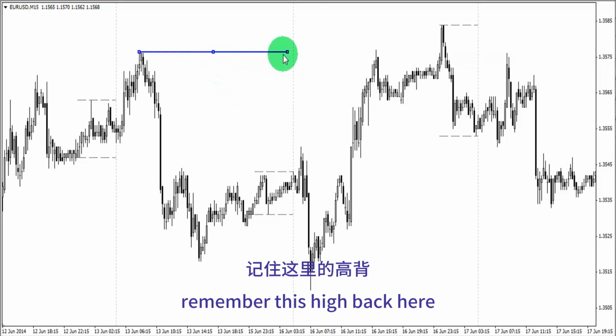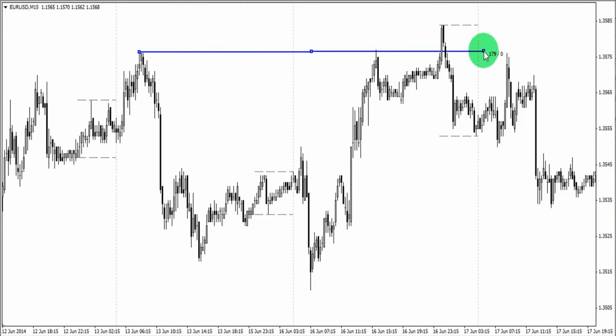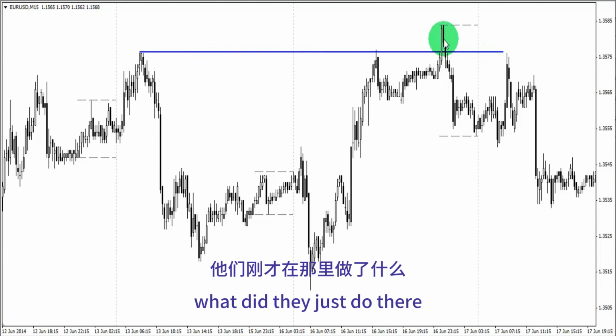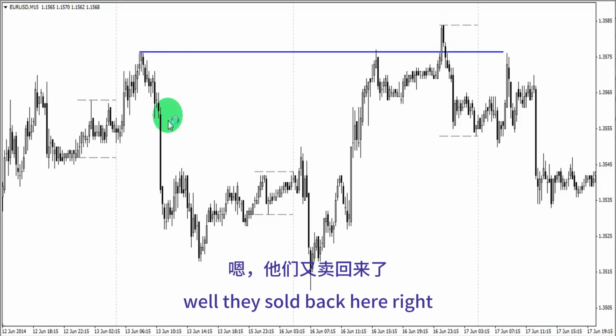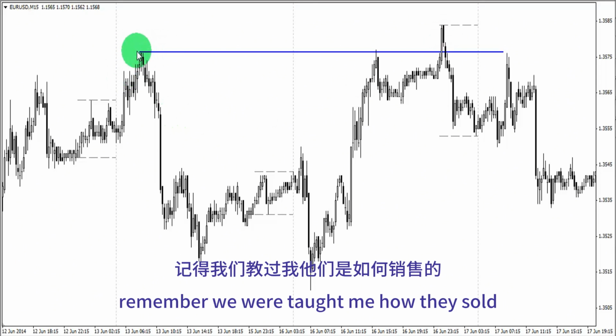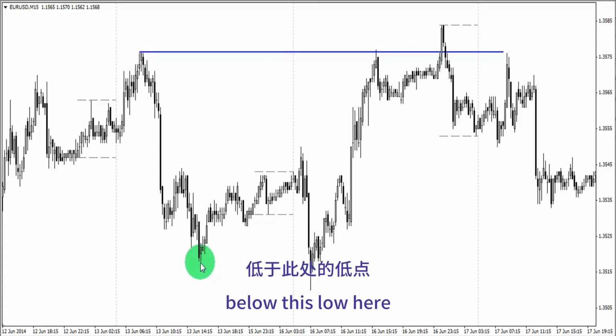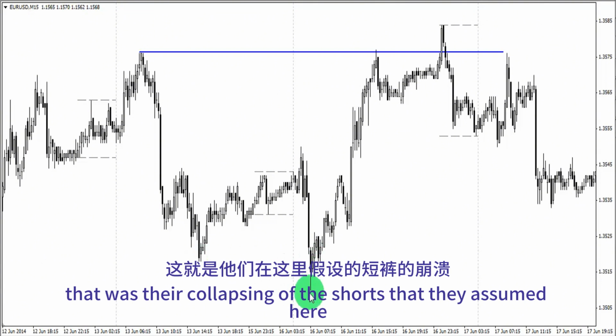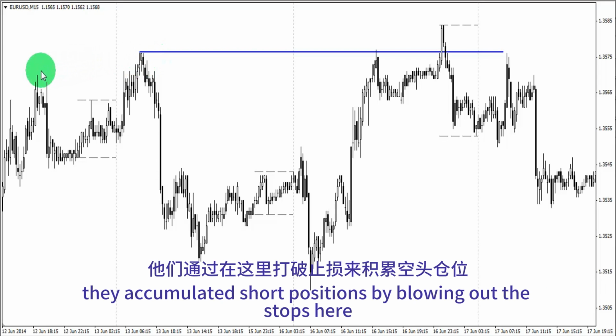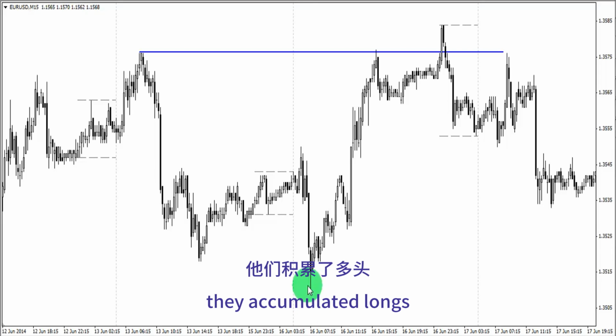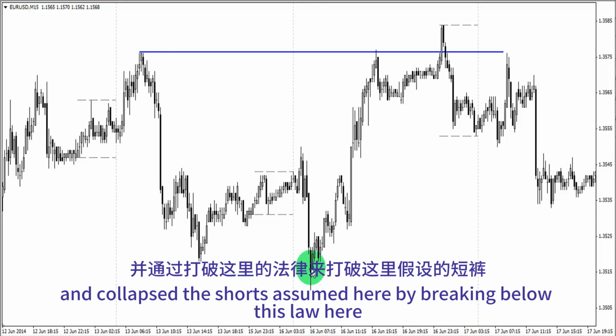Remember this high back here? What are they doing now? What did they just do there? Well, they sold back here. Remember we were talking about how they sold? When they drove it down to this level, below this low, that was their collapsing of the shorts that they assumed here. They accumulated longs and collapsed the shorts assumed here by breaking below this low.